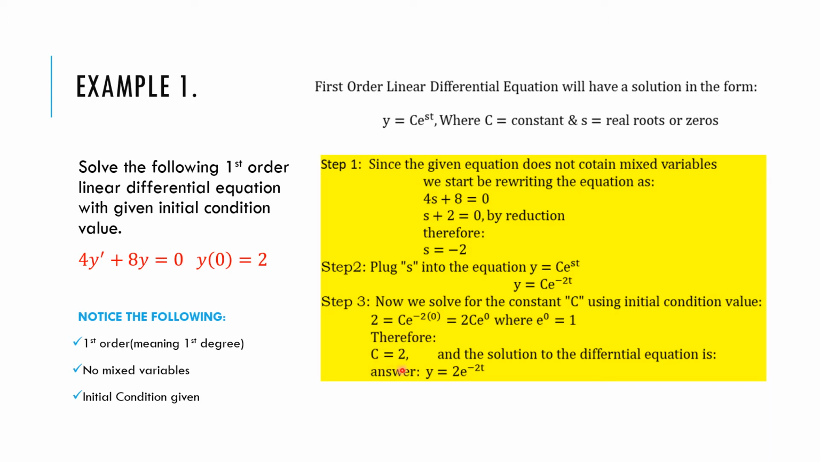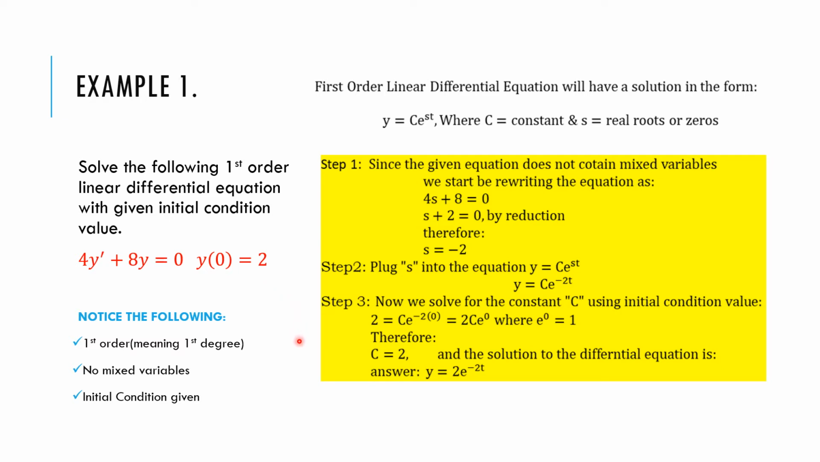Now I have found what the value of c is. So I would take the value of c and replace it here in the partial solution. When I do so, I get the full solution. I get y equals 2 times e raised to the negative 2t. This here is the solution to your given first order linear differential equation.